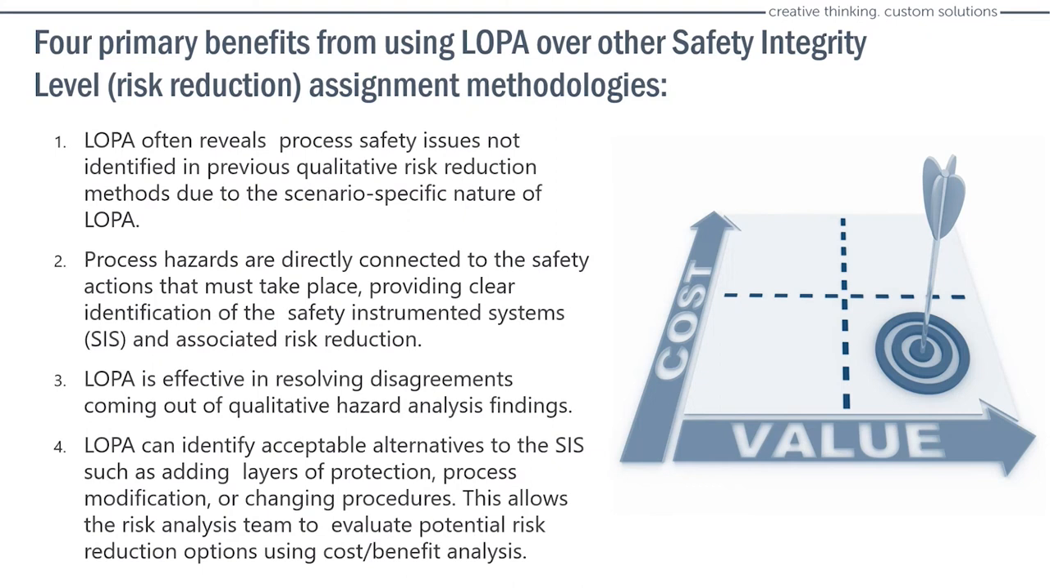So a LOPA can actually go in and say, hey, we've been relying on these 4 controls for this process for 20 years. How reliable are they? Or it may turn out that you are having reliability issues and you want to look at some alternatives. What might be a more reliable alternative to having just strictly operator intervention when the lights and bells go off? So that's really where LOPA comes in handy. Process hazards are directly connected to the safety actions that must take place, providing clear identification of the safety instrument and systems and associated risk reduction.